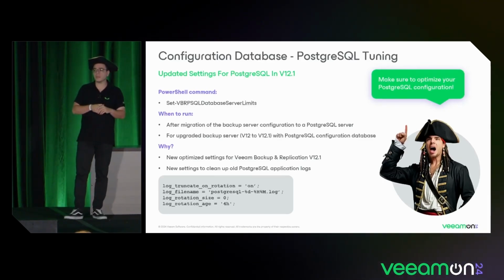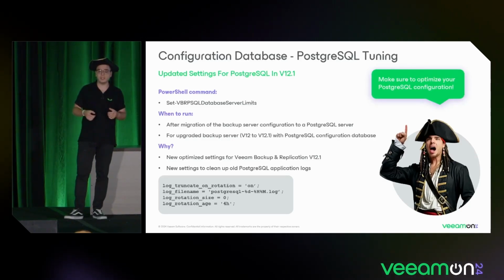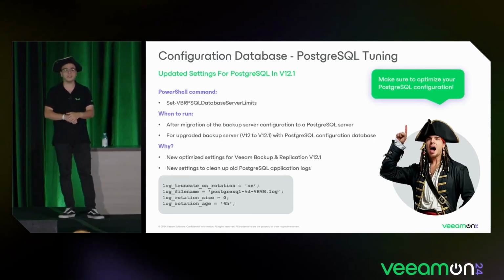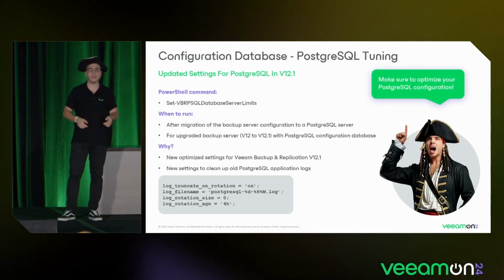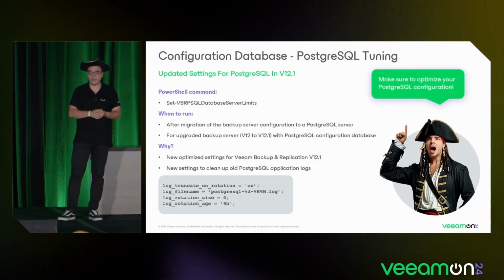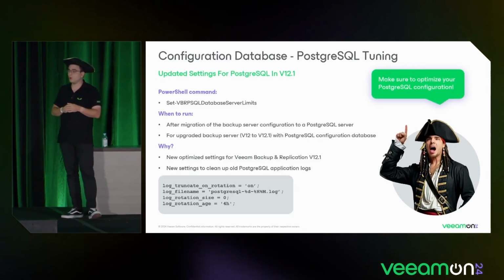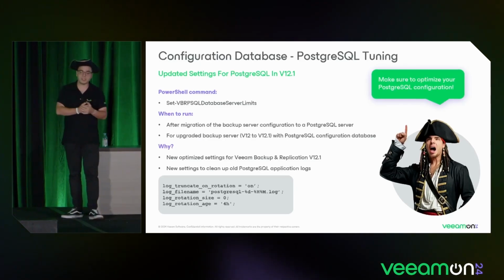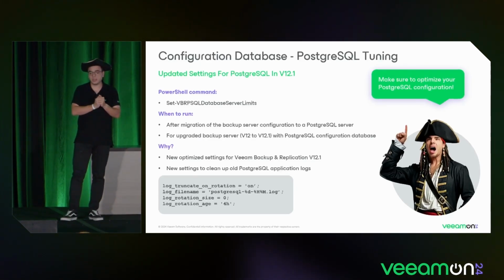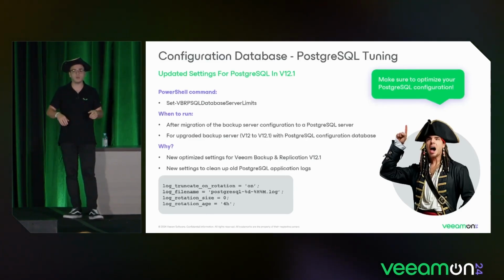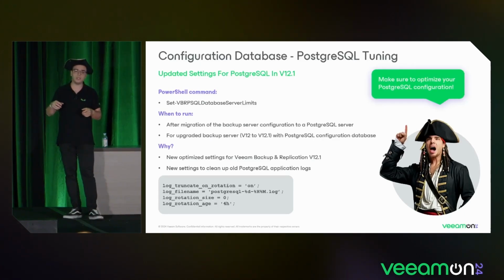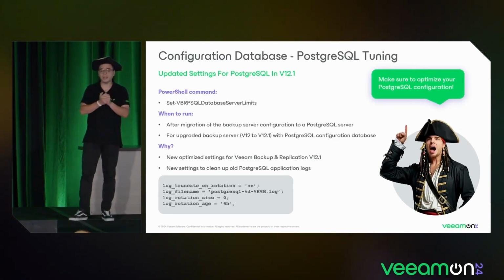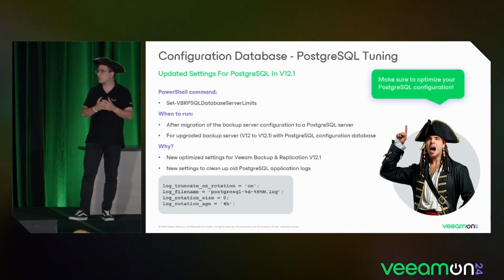If you change anything about the hardware, then you need to make sure that you run that configuration commandlet again, just to have the recommended configuration from us. It also adds, as an example, in version 12.1, we have added 4 new configuration parameters, which takes care of your log truncation on the PostgreSQL server. I don't mean the database logs, I mean the PostgreSQL application logs.